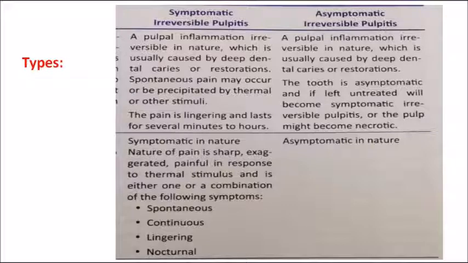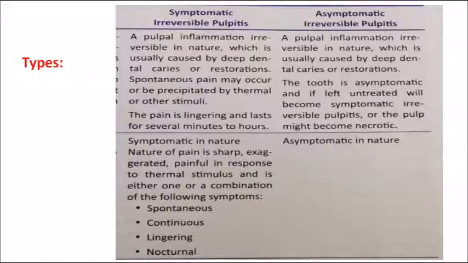In symptomatic irreversible pulpitis, there will be pulpal inflammation which is irreversible in nature, usually caused by deep dental caries or restorations. Spontaneous pain may occur or be precipitated by thermal or other stimuli. Pain is lingering and lasts for several minutes to hours. That is one plus point. Symptomatic in nature, the pain is sharp, exaggerated, painful in response to thermal stimulus, and either one or a combination of the following symptoms can be seen: spontaneous pain, continuous pain, lingering pain, or nocturnal pain.